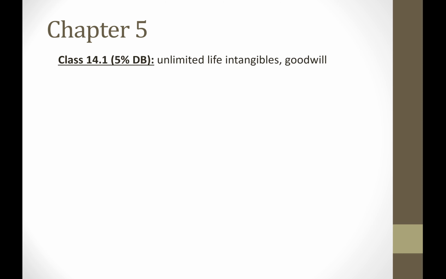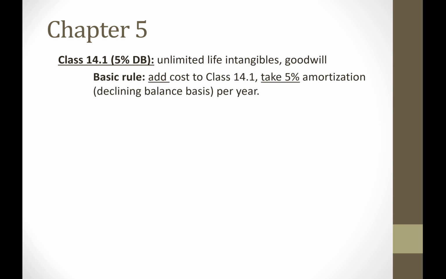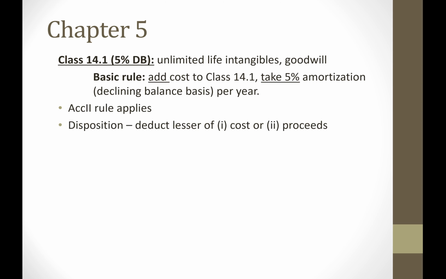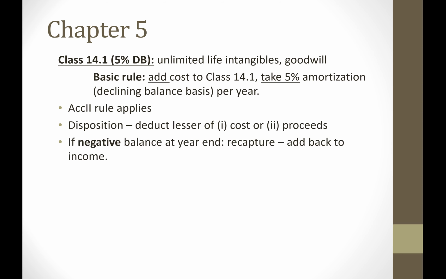Now Class 14.1 is relatively new, and it relates to unlimited life intangibles and goodwill. It works very similar to other classes. It's based on a 5% CCA rate, and it uses the declining balance approach. The accelerated investment incentive also applies. Whenever there's a disposition, you deduct the lesser of costs or proceeds, so that's all the same. If there's a negative balance at the end of the year, we have recapture.